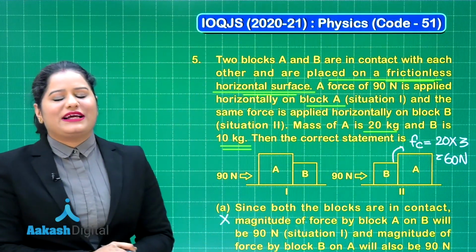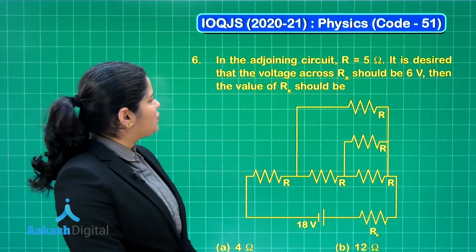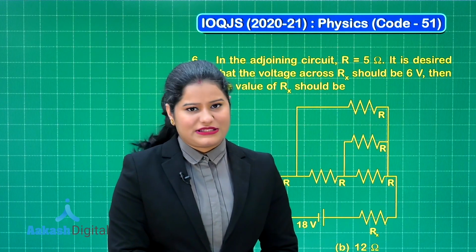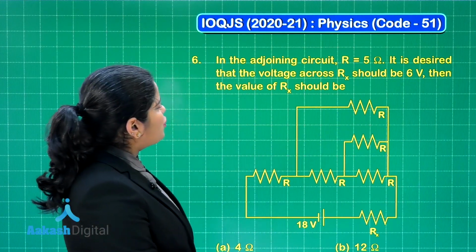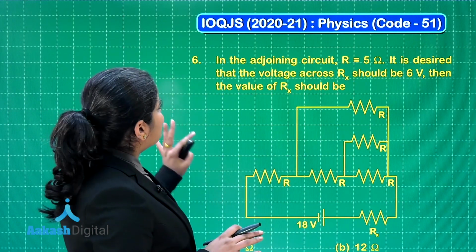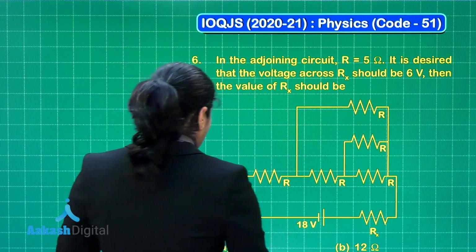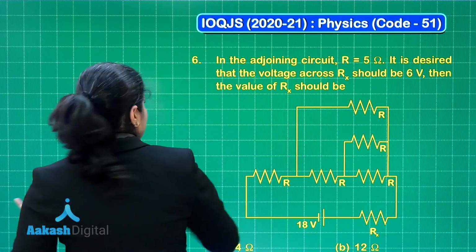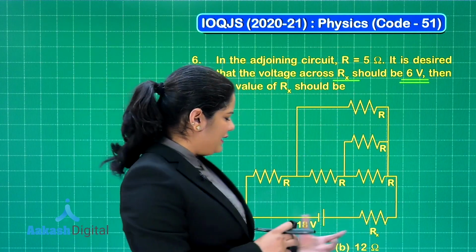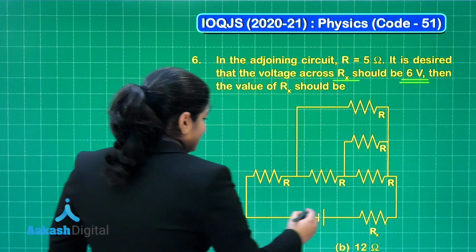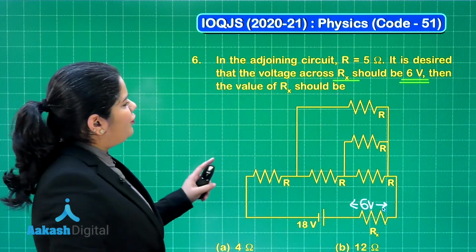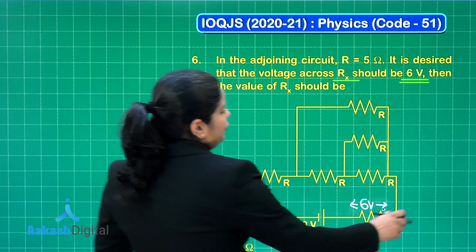Now let's move on to the next question. Here I have question number 6, which was the last question of part A for physics. This question says, in the adjoining circuit R is 5 ohm. We are given this electrical circuit. It is desired that the voltage across Rx should be 6 volt. We are given the voltage across this is 6 volt, and you need to find the value of Rx.